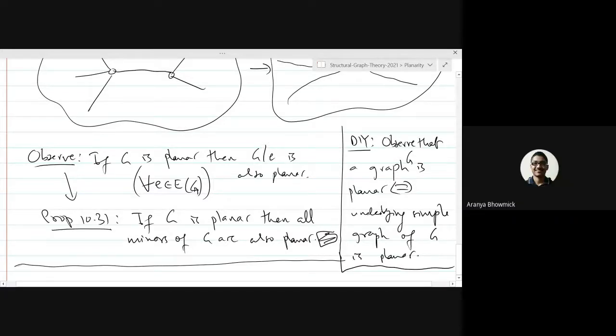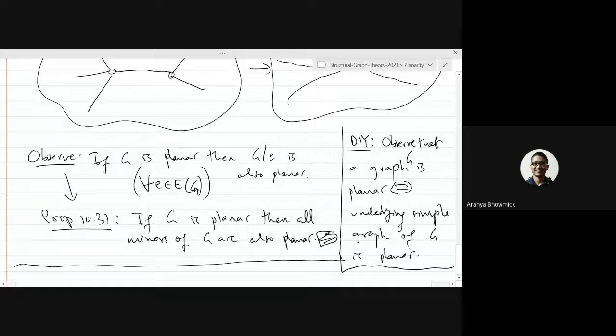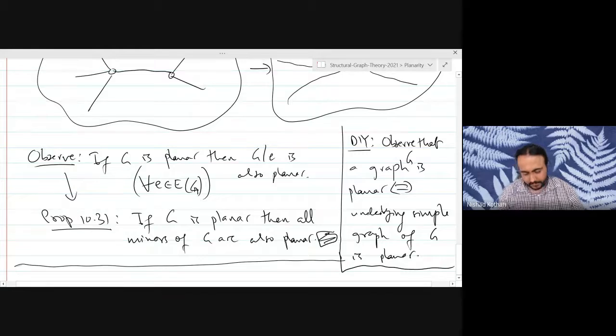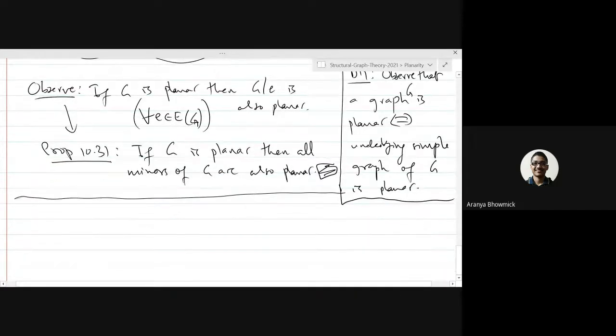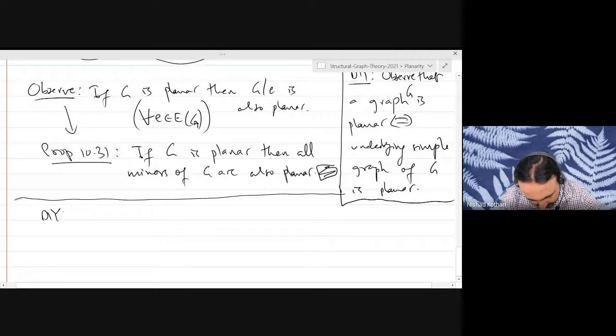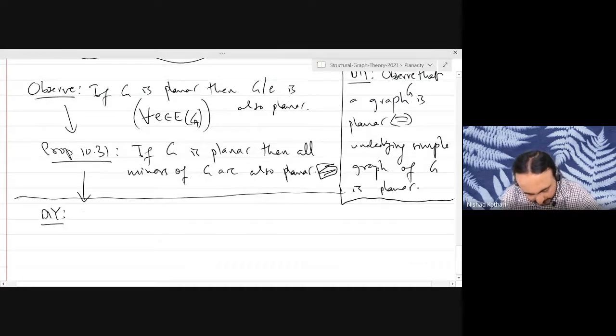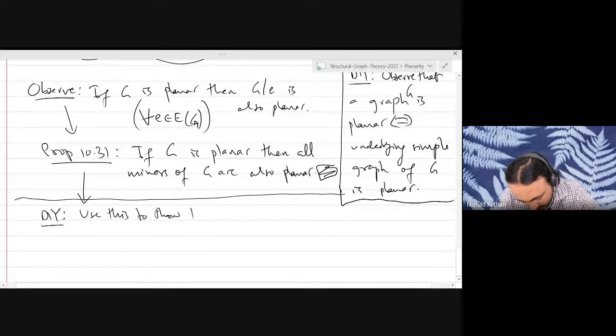Using this proposition 10.31, we can say that since K5 is a minor of the Petersen graph, and we have shown that K5 is not planar, the Petersen graph is also not planar. That's right. You can use this proposition, and I think I gave it as an exercise yesterday: use this to show that Petersen is non-planar.